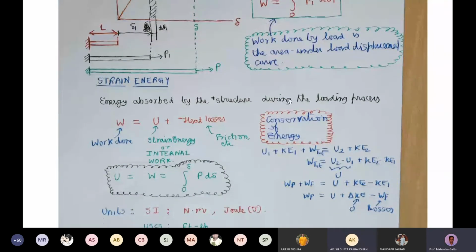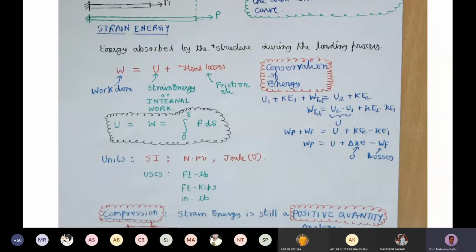Now let's look at the concept of conservation of energy. This you have discussed in engineering mechanics. So we know that U1 is the potential energy, KE1 is the kinetic energy, and W is the work done by all the forces other than those causing the spring force or the gravitational force. So remaining forces, and that is equal to the final potential energy plus the final kinetic energy.